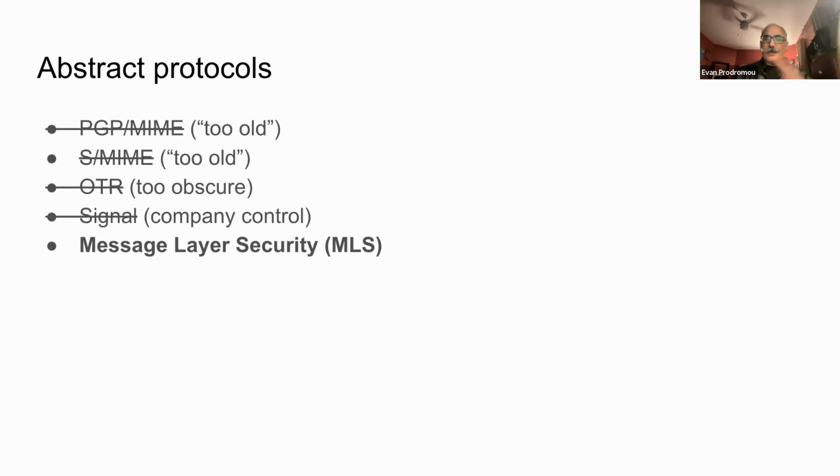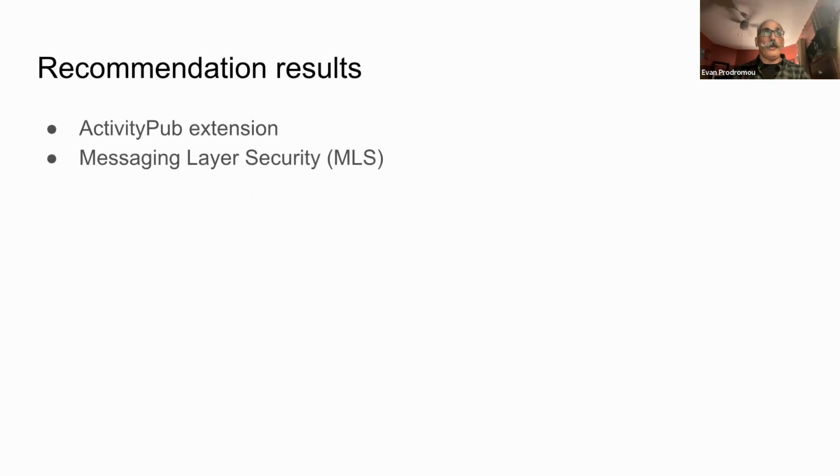OTR is somewhat obscure, and we just couldn't get work around it. Ultimately, the need for the Signal company to keep control of the Signal trademark just made it inappropriate to try to integrate it over their objection into an open standard, right? It was just too hard to do. So MLS turns out to be the best option for us. So our work then became building an ActivityPub extension, an extension to our protocol that implements Messaging Layer Security.